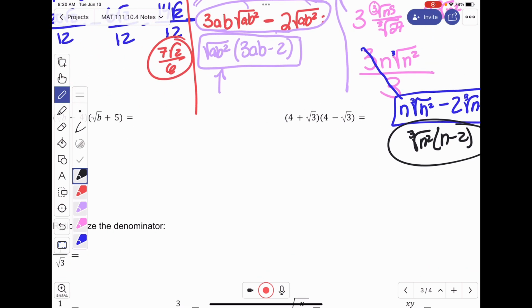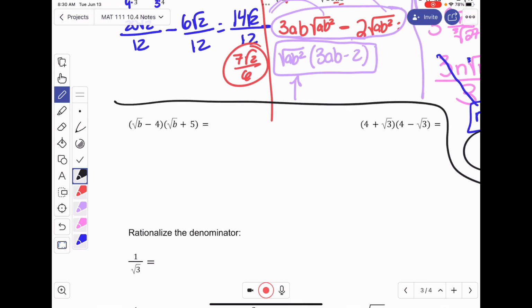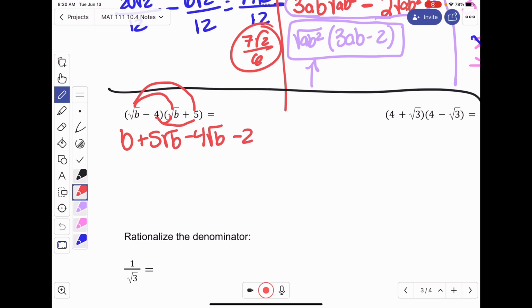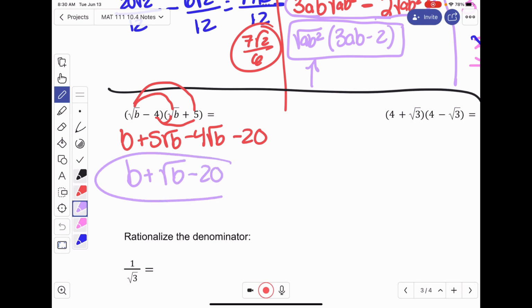All right, so that helps us with multiplying. Now let's look into, first we're going to multiply binomials. So we FOIL these. Square root times the square root is going to cancel that out, so we're left with ab. 5 times square root b is 5 root b. 4 times square root b is 4 root b, but it's negative. And the negative 4 times 5 is negative 20. Now we combine the like terms, so 5 minus 4 is 1. So we get this. When you're FOILing with radicals, you're still going to get 3 terms. You're still probably going to end up with a radical. You just do what you need to do.